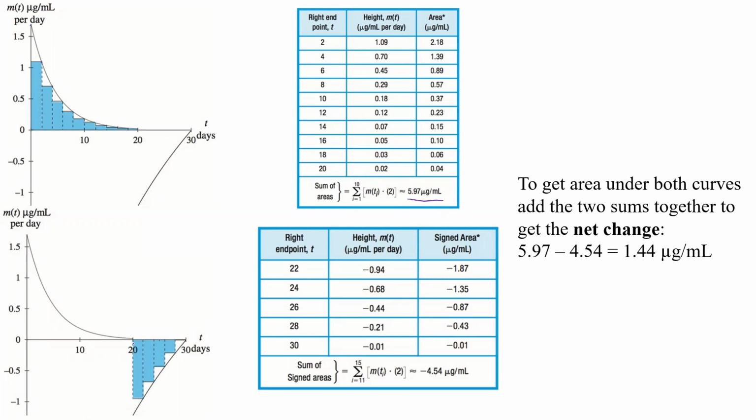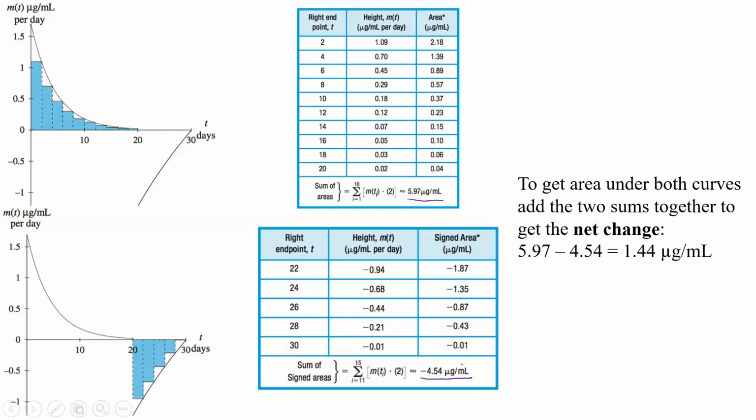Now we have to do the negative. So we again go down to the curve, hit the right point, go over, go down, get another right point, go over, and get another one. And then this one, remember I said that was basically 0. They're calling it negative 0.01, but it's almost 0 because you can't even see anything here. But in any case, you take the sum of those. This time we're going from 11 to 15, because we did 10 rectangles before and now we're doing 11 through 15. We add those up and we get negative 4.54 micrograms per mil.